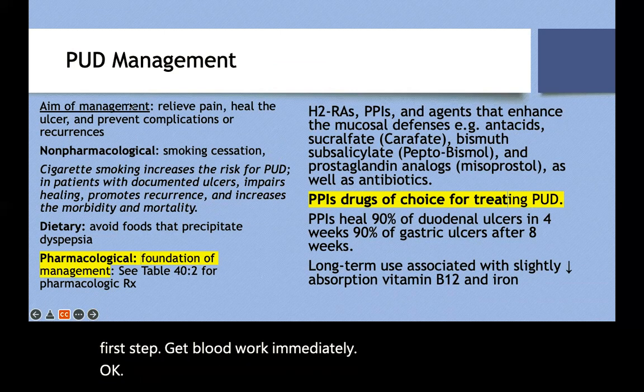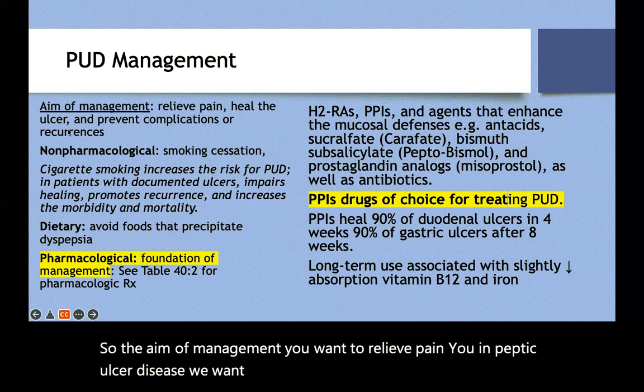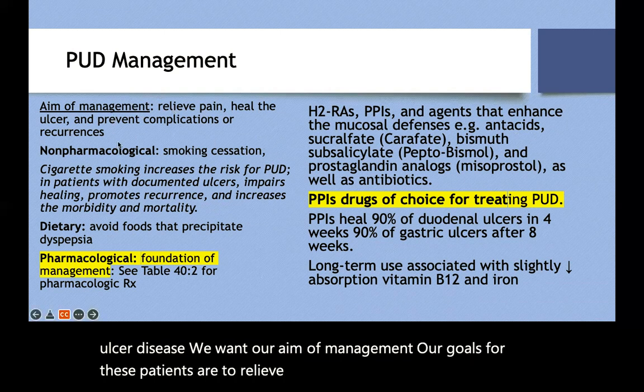So the aim of management, you want to relieve pain. In peptic ulcer disease, our goals for these patients are to relieve their pain, heal the ulcer, and prevent complications or recurrences.